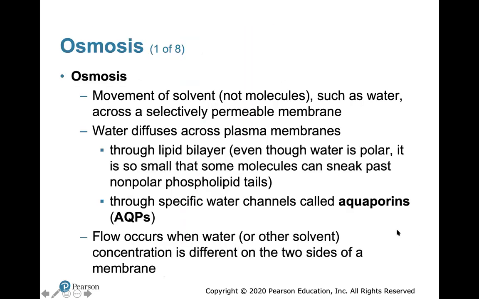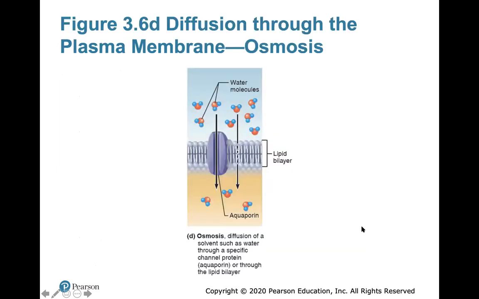Osmosis then is just the movement of solvent, not molecules. So osmosis is the movement of water across the selectively permeable membrane. Water will diffuse across the plasma membrane through the lipid bilayer. Even though water is polar, it's so small that some of the molecules can still sneak past the non-polar phospholipid tails, or through specific water channels called aquaporins. The flow will occur when water concentration is different on two sides of the membrane. And I'll explain this for a little bit.